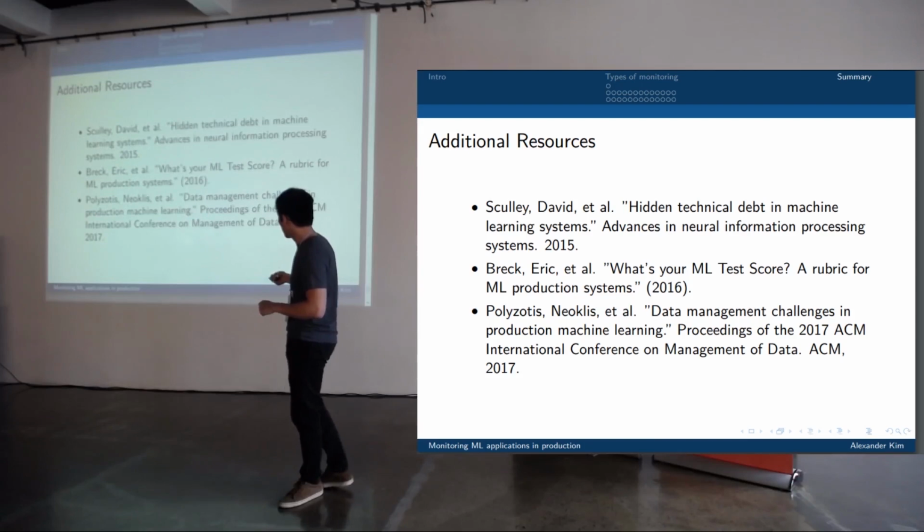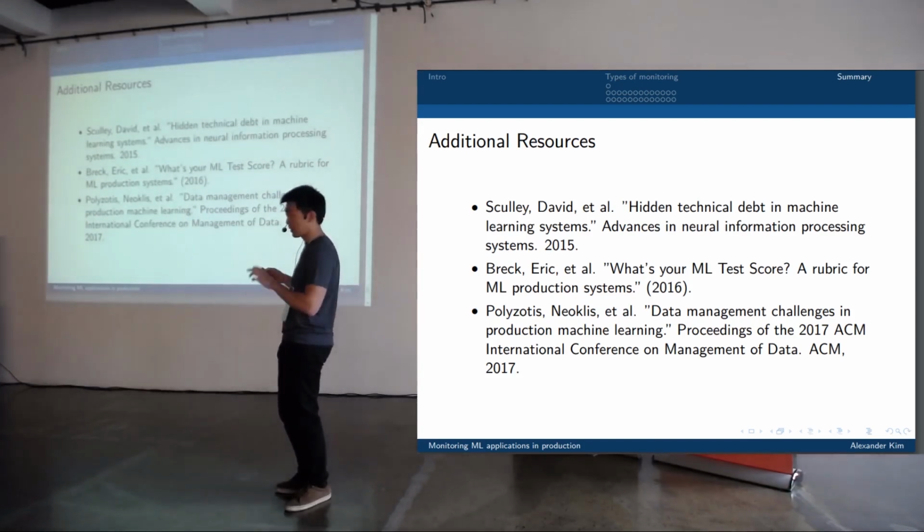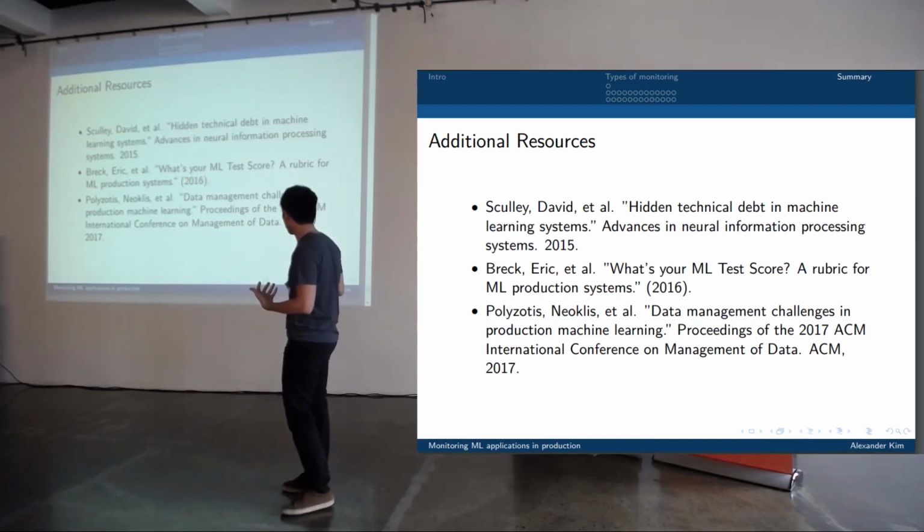There are some additional resources that you can read up on. Not all of them directly relate to monitoring, but they are good resources where you can read about technical debt in machine learning systems, or figure out how good your machine learning is and whether it's up to Google standard, because this is a paper released by Google in 2016, and they talk about the best practices for deploying and monitoring your machine learning system.